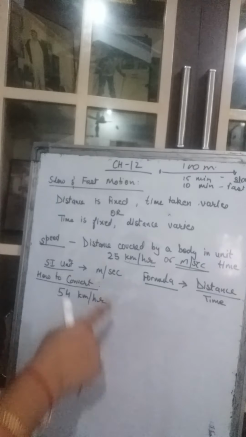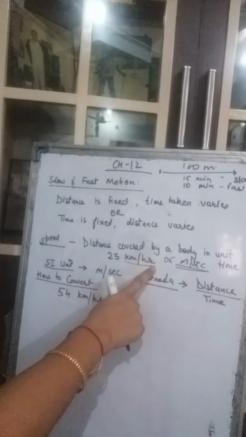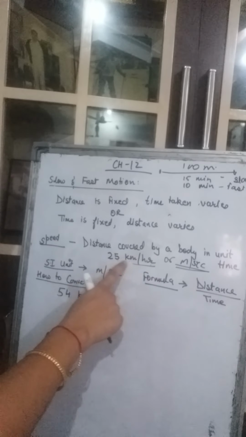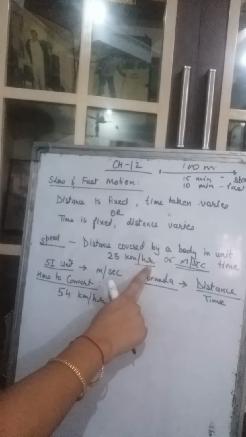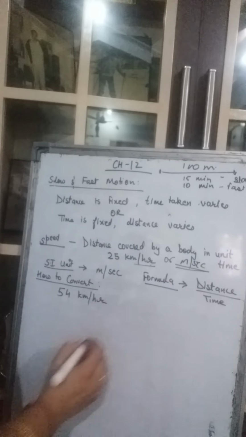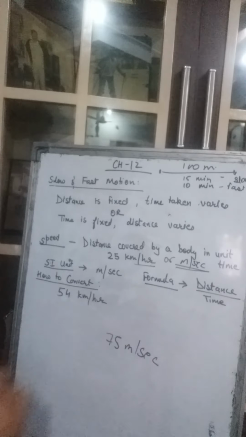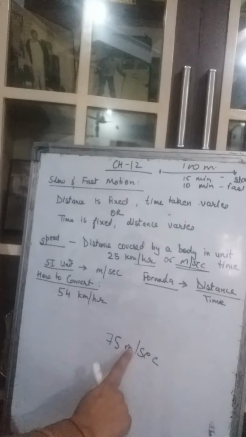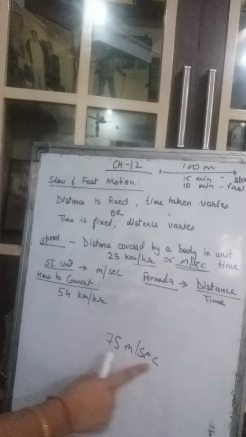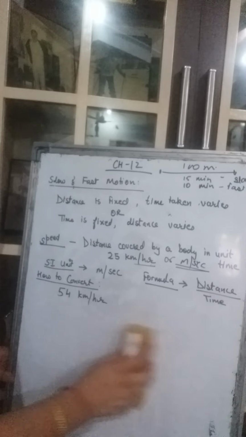What does this mean? Suppose it is given that the speed of a car is 25 kilometer per hour. That means it covers 25 kilometers in 1 hour. Got it? The speed means this only. Suppose it is given, let us say, 75 meter per second. That means that particular vehicle is covering 75 meters in 1 second. So this is the speed of that vehicle. Right? So the standard unit you have understood.